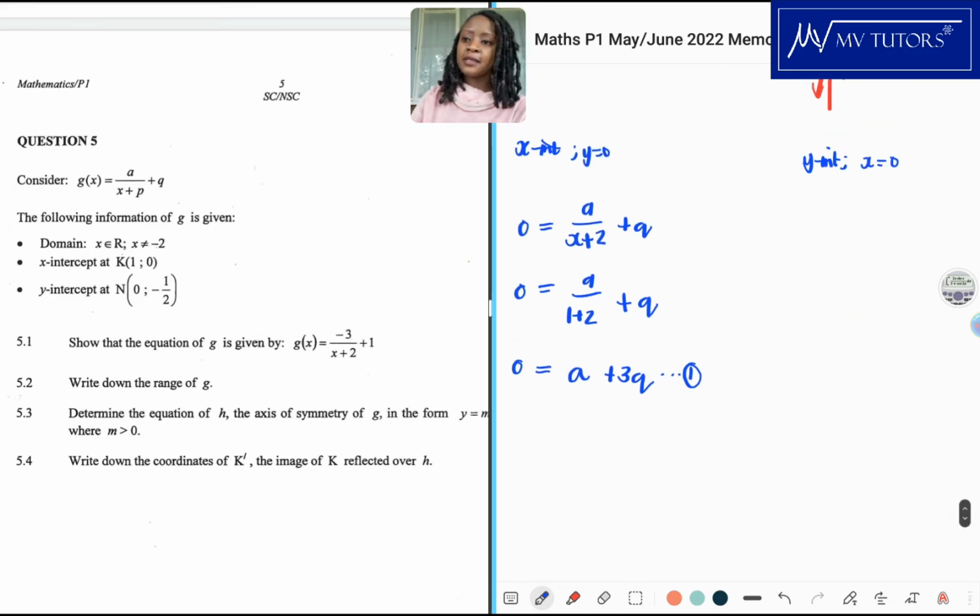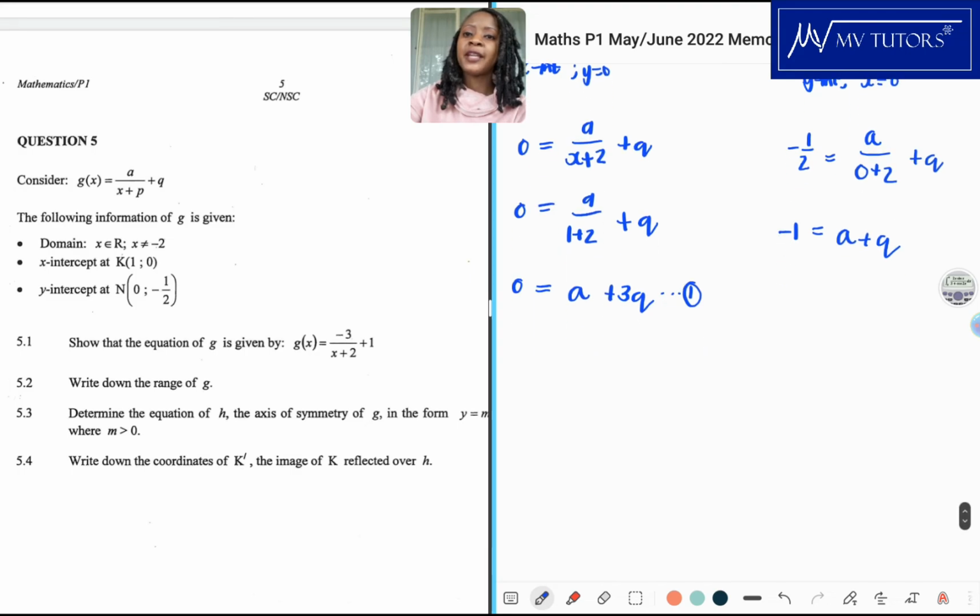Then if I look at the y-intercept, I know that x is 0. Let me put in what the y value is. y is negative a half. I still have a over 0 plus 2, plus q. So I'm going to multiply by 2 throughout. So I'm going to get negative 1 is equal to a plus q. And that is my second equation. Actually, I'm going to say a is equal to negative 3q and make that my first equation. Then I have my second equation over there.